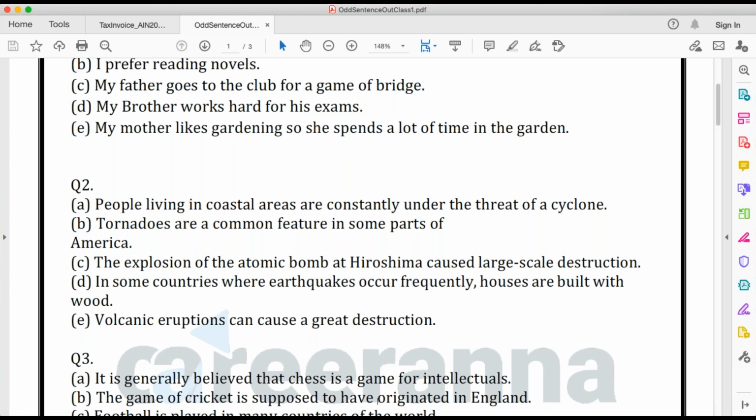What are tornadoes? Who is going to tell me what are tornadoes?